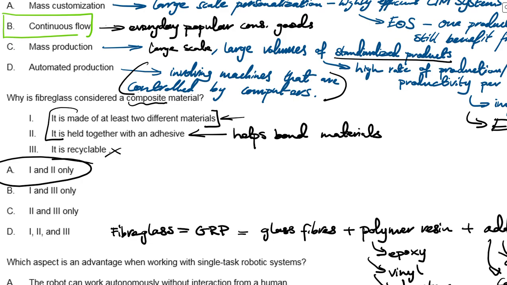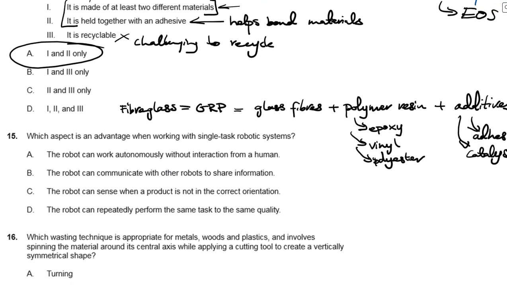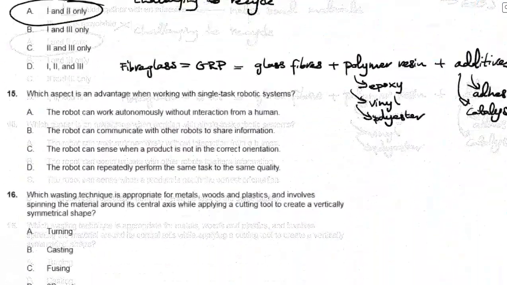And then we have, is it recyclable? That is not a definition anyway. Recyclability is not a definition for composites. And I don't think fiberglass is recyclable either because it has adhesives and it has two different materials that are bonded together. That makes it really hard to recycle. So it's really challenging to recycle. Okay. So that made it a bit faster for us since we already went through all of this.